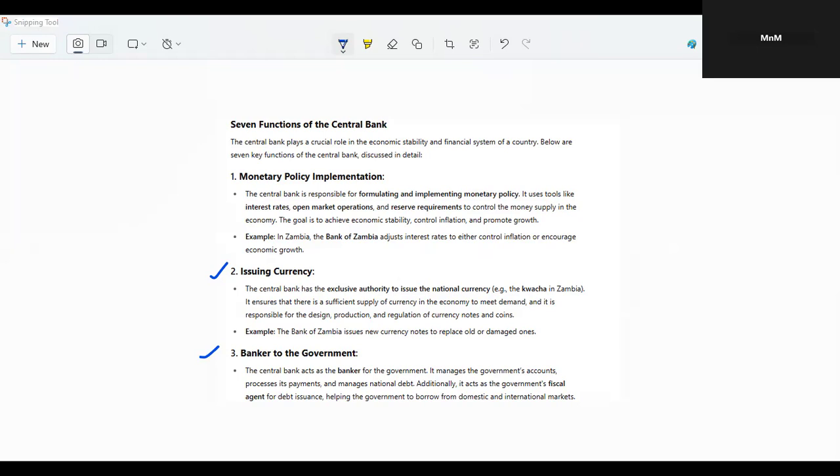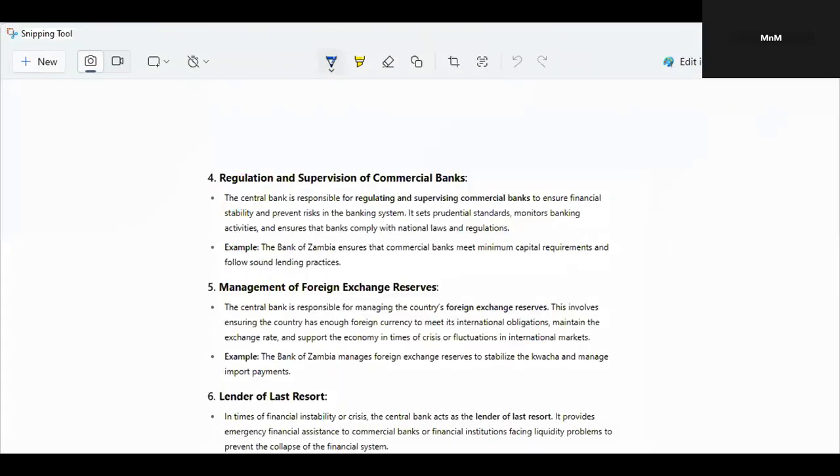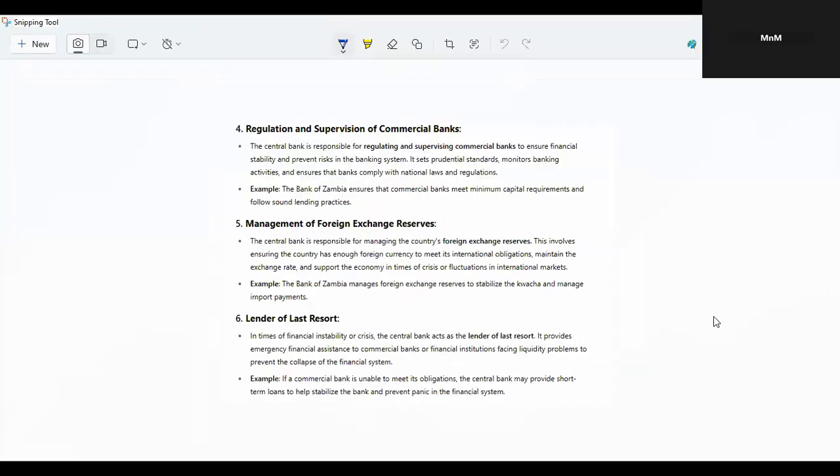It supervises commercial banks, manages foreign exchange reserves, and it is known to be the lender of last resort. What does it mean? We say it is a lender of last resort. Okay, so in times of financial instability, the Bank of Zambia acts as a lender, meaning it provides emergency financial assistance to central banks or financial institutions facing liquidity problems to prevent them from collapsing.